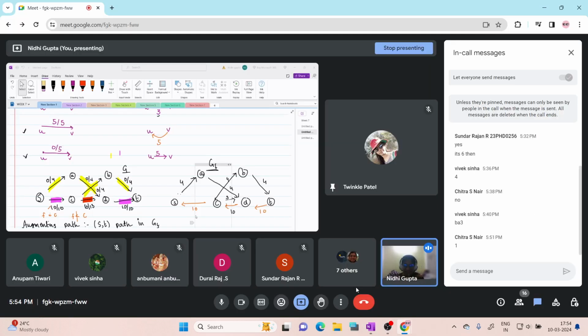So does everyone understand, given a network G and a flow, how to compute the residual graph? Any doubts? No, ma'am. Shall I give the augmenting path in this? Yes. Okay, one second, I'll ask. Is everyone clear with how to compute the residual graph? Yes, ma'am.